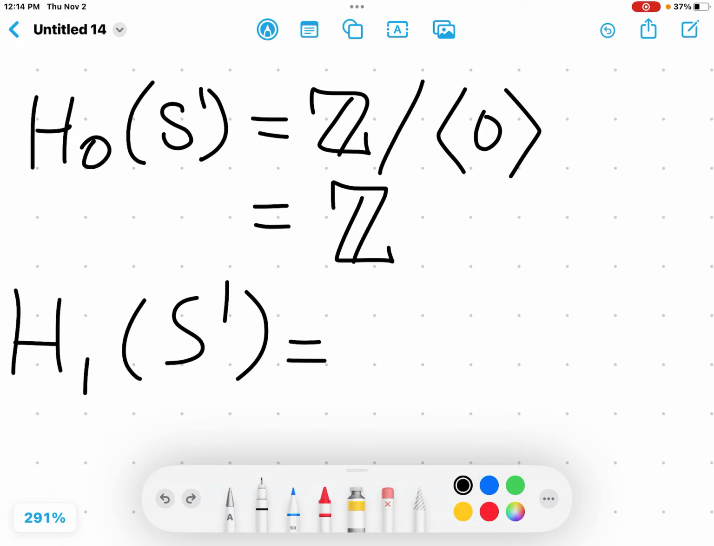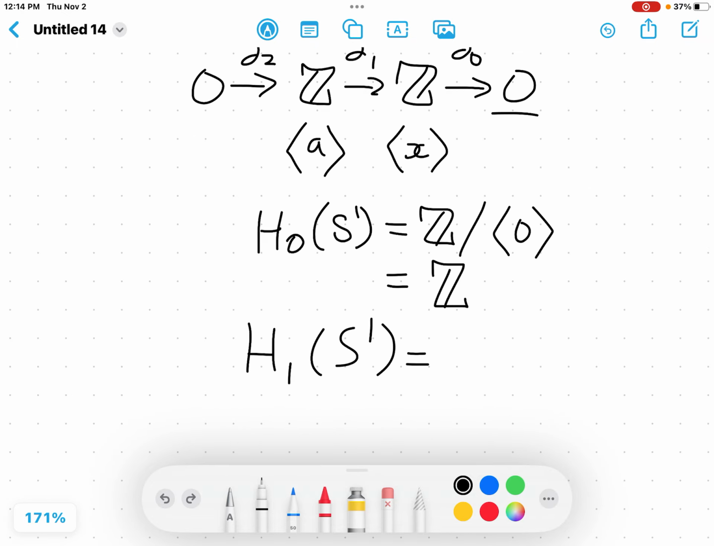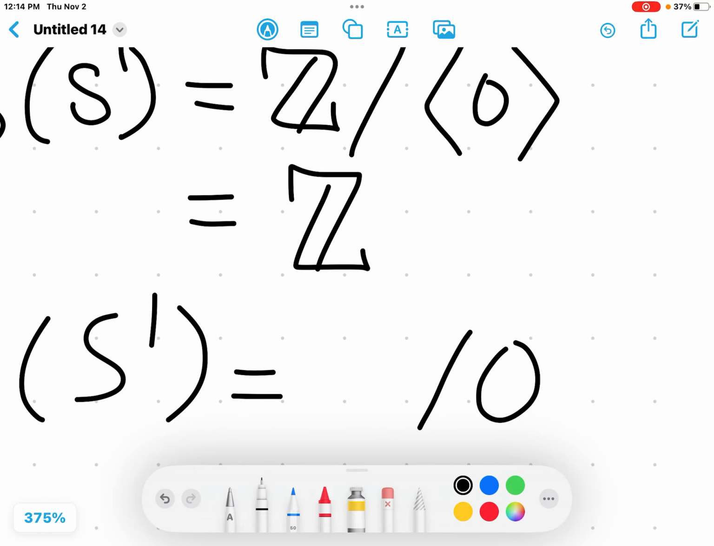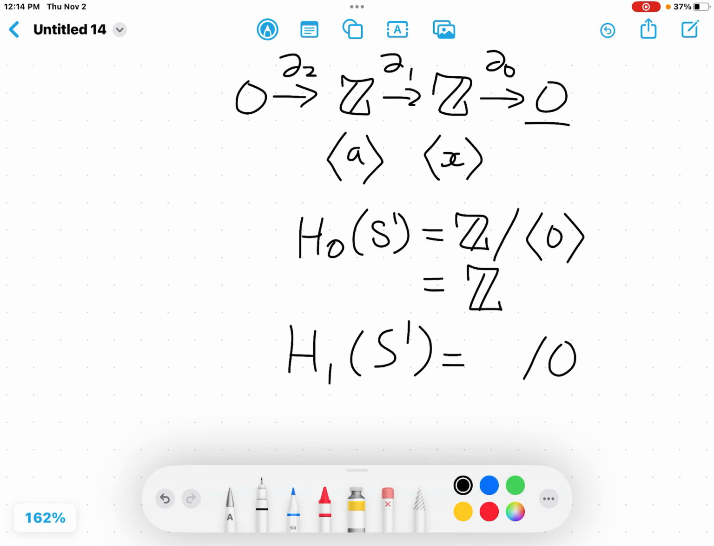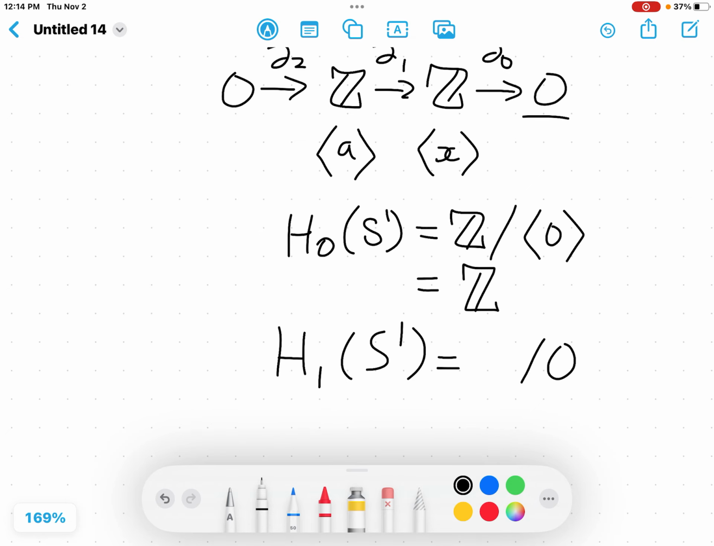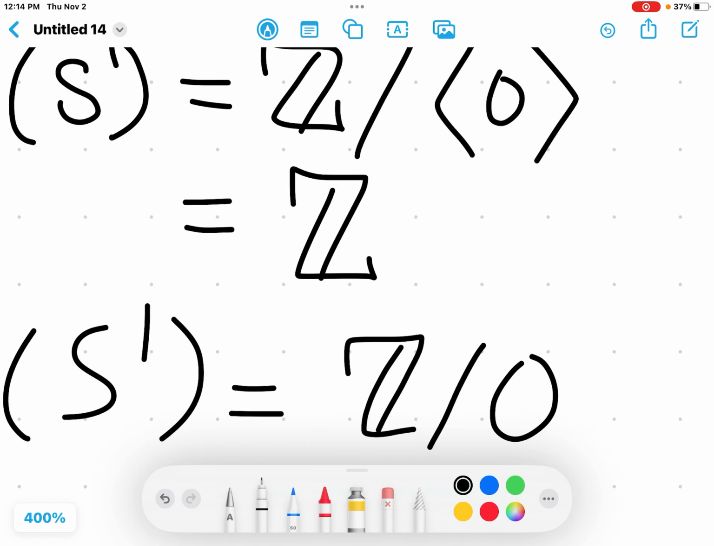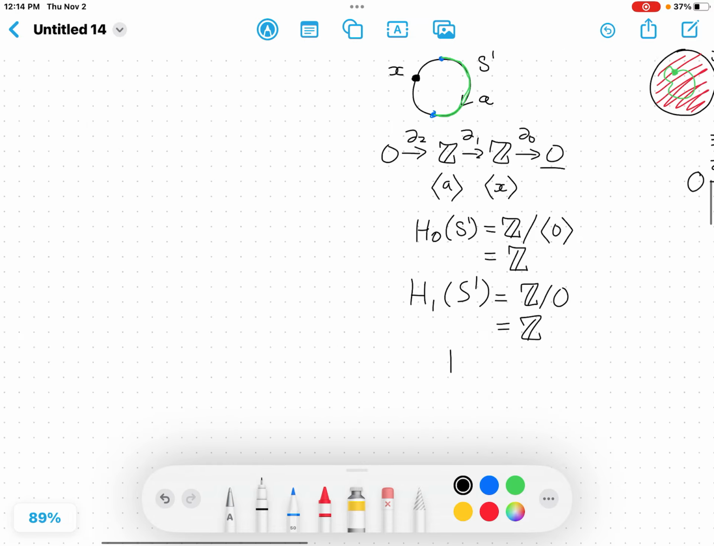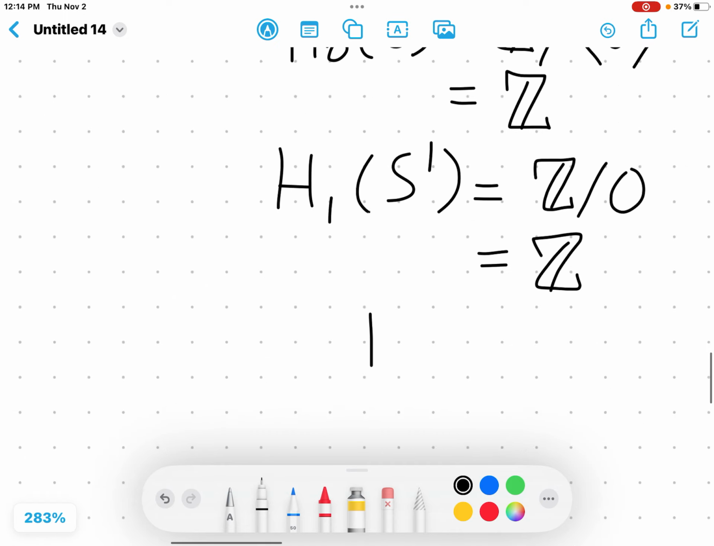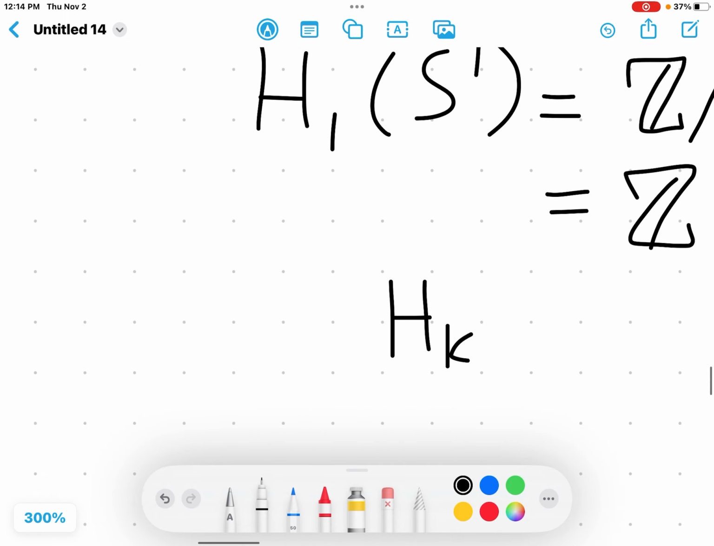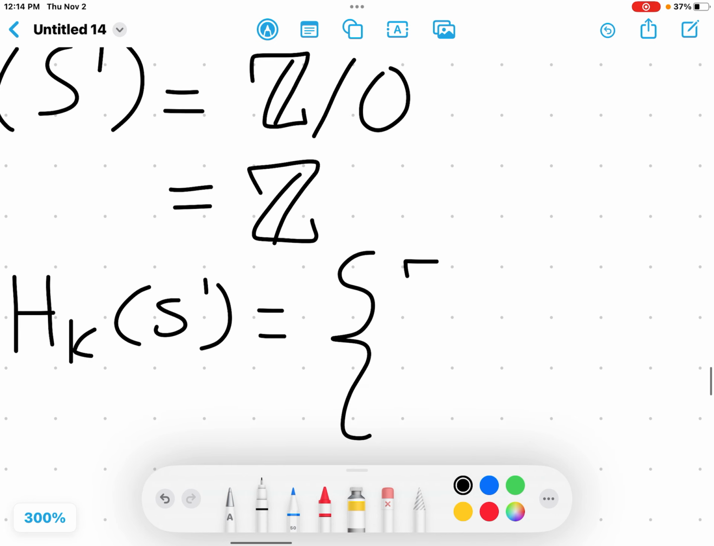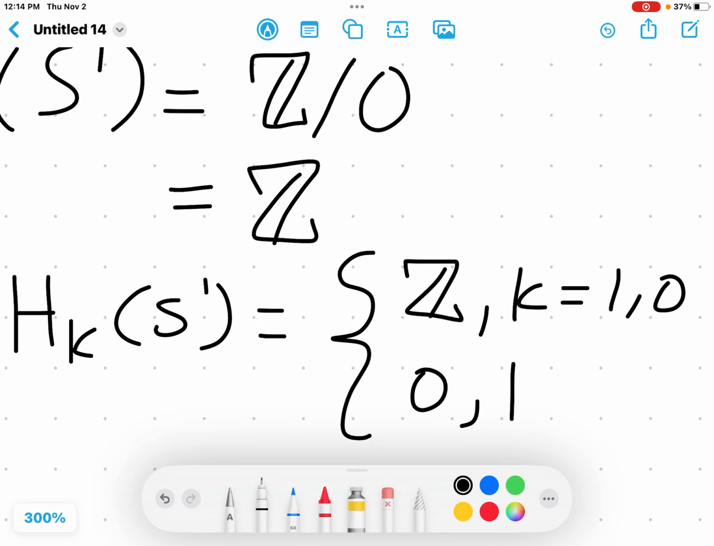Okay, so this is the kernel of ∂_1 mod image of ∂_2. The image of ∂_2 is immediately 0. And so the kernel, whatever is sent to 0 in ∂_1, that's just the entire thing, C. So that's just Z. And of course, the higher homology groups just vanish. So H_k of S1 is this piecewise function. It is Z for k equals 1 and 0 for k greater than 1.